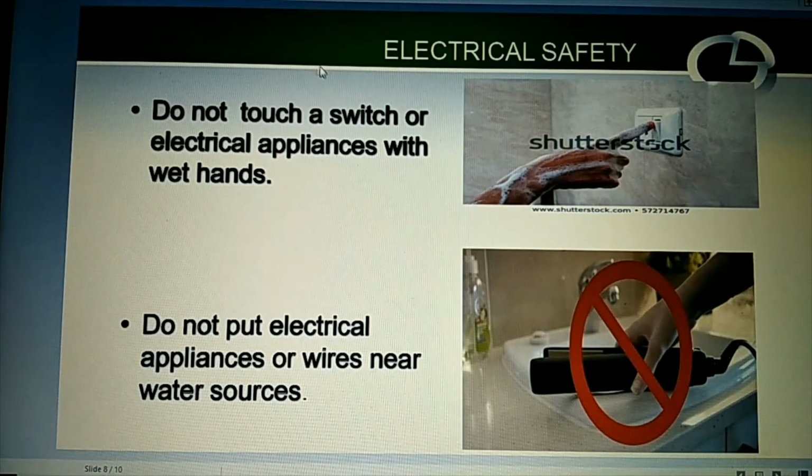Okay? The next one, do not touch a switch or electrical appliance with wet hands. No, this is wrong. Electricity and water, no, don't put them together. Okay, so if your hand is wet, make sure that your hand is dry before you touch or switch off any electrical appliance.